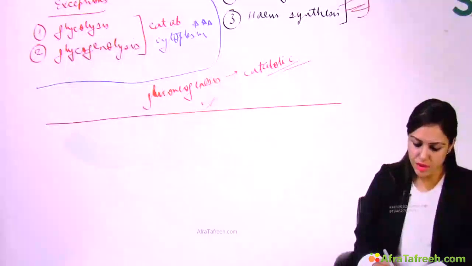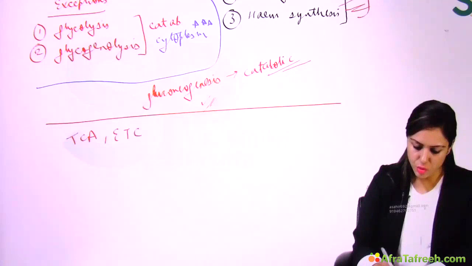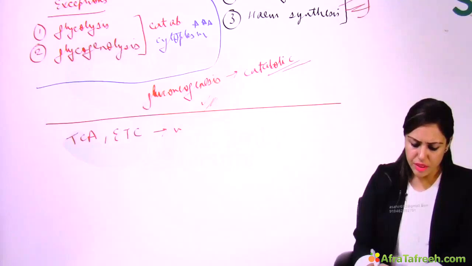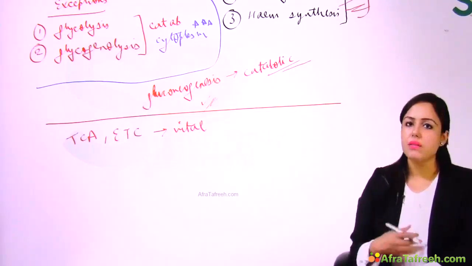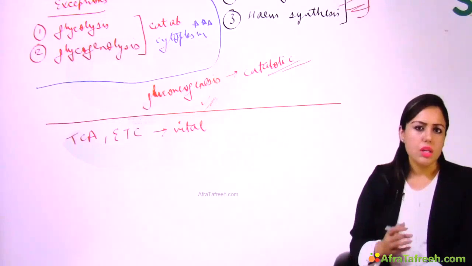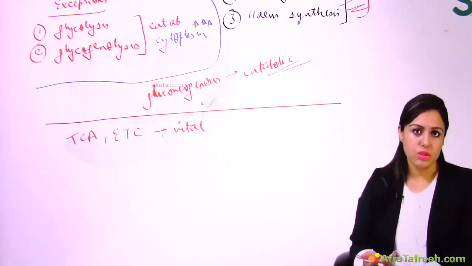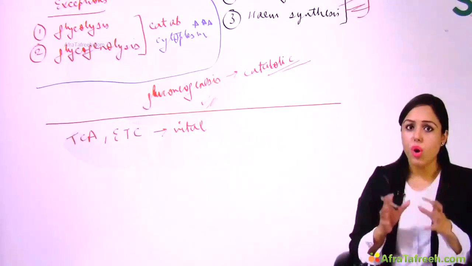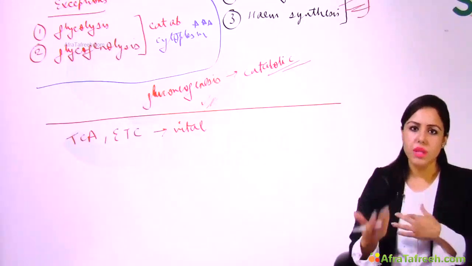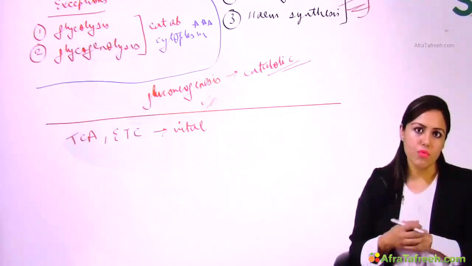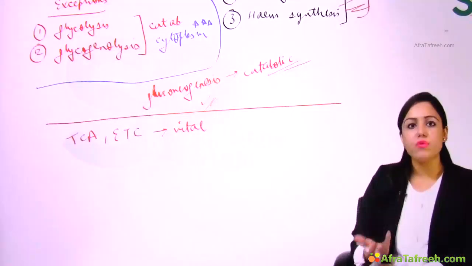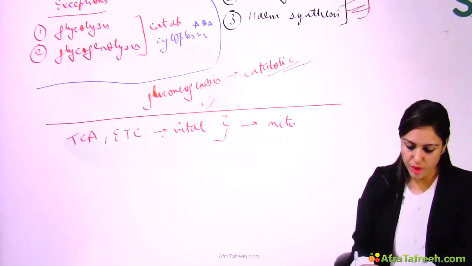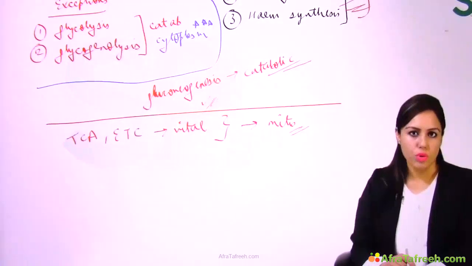Then I have not taken TCA and ETC, these two pathways, in my list of catabolic and anabolic, because these two are vital pathways and they do not depend on hormones. They do not depend on fed or fasting situation. They do not depend on whether we are taking food or not, because these are vital pathways. They occur as per the vitality of the cell, right? They do not depend on our food status, right? So these vital pathways also occur in mitochondria, right?